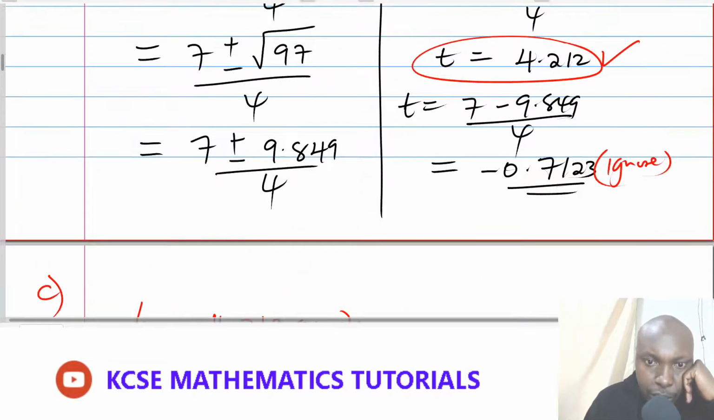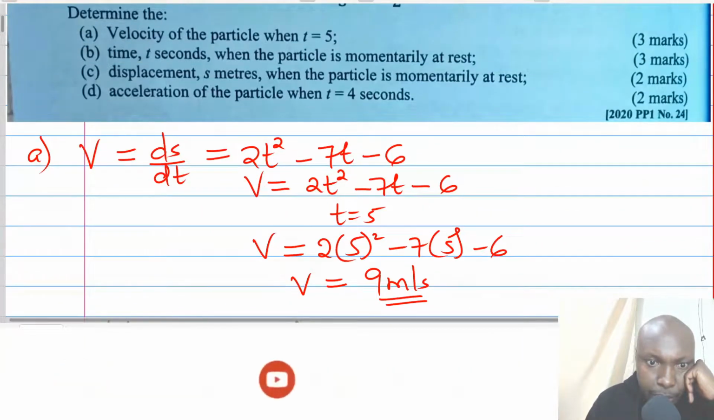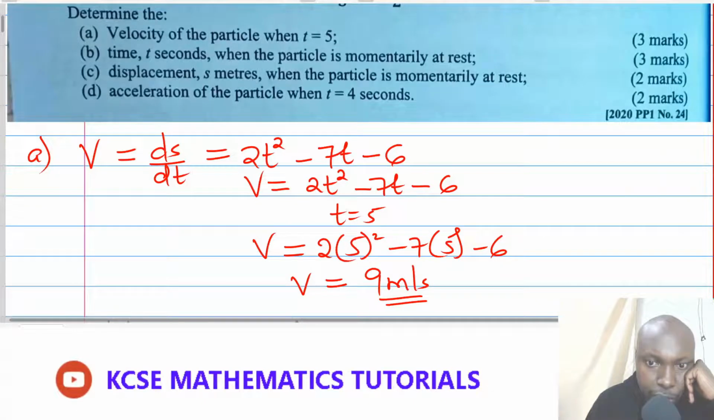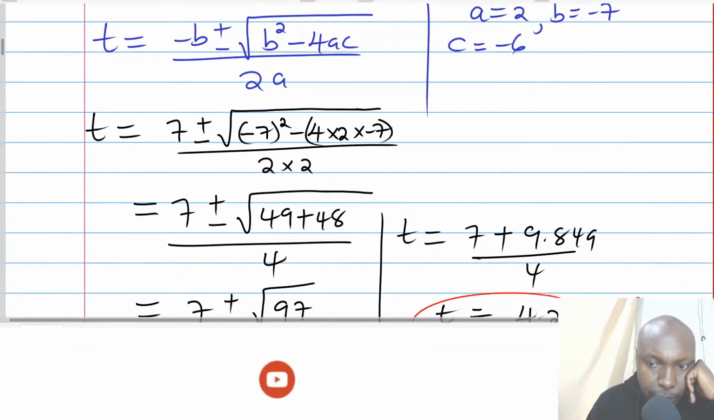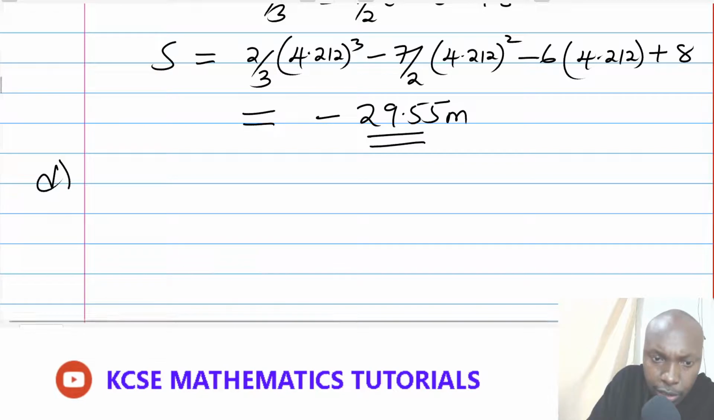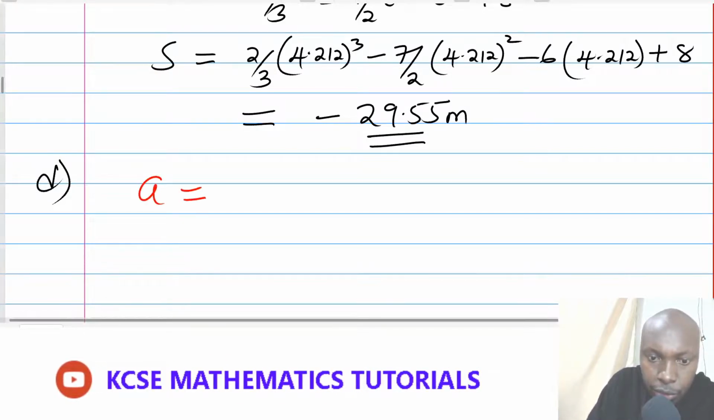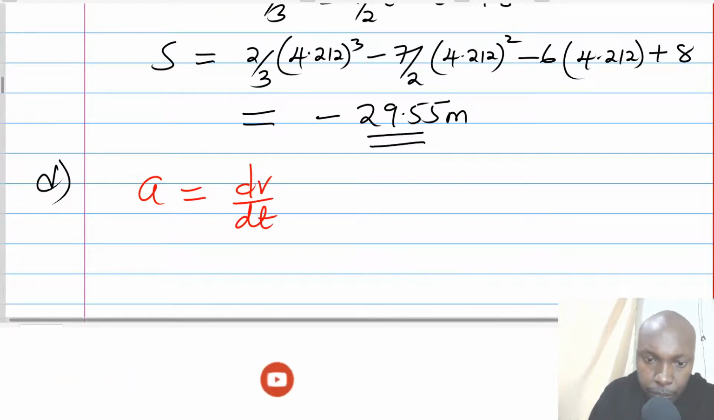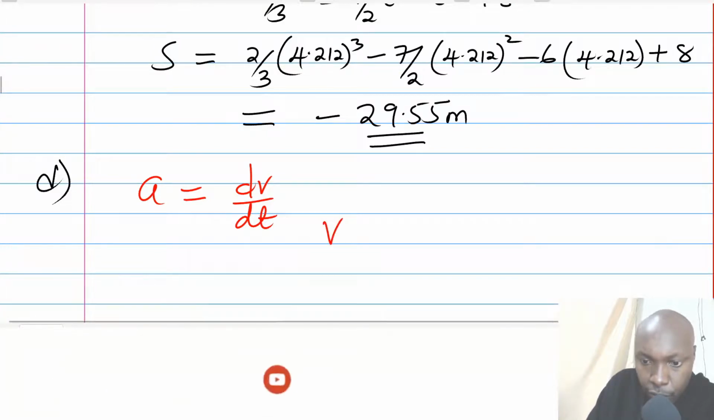Now, after getting that, we can go to the next question, part D: acceleration of the particle when t is equal to 4 seconds. So how do we get acceleration? To get acceleration, we differentiate velocity with respect to t. So we need the expression for velocity.